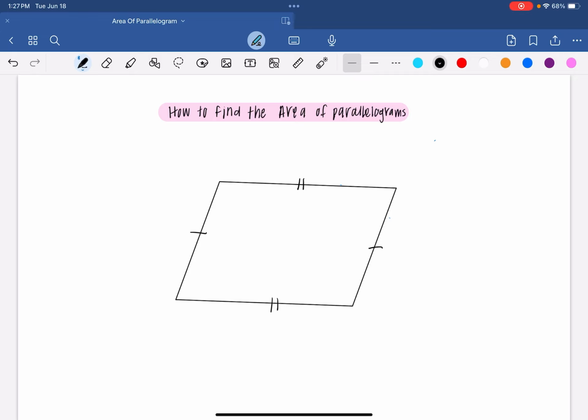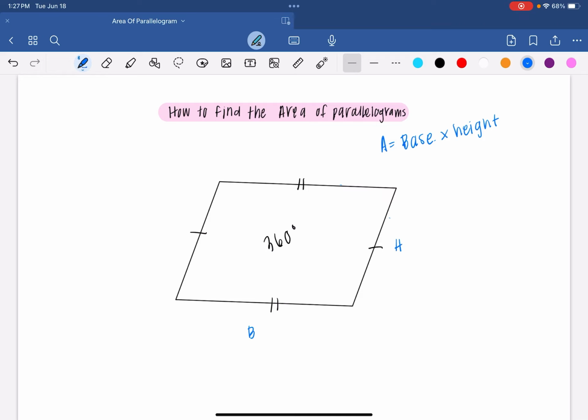It's also important to know that the entire interior angles of a parallelogram add up to 360 degrees. Now, when we think about finding the area, we are able to use the same formula as you would for the area of a rectangle, which is base multiplied by height. So base being down here and height being up here.